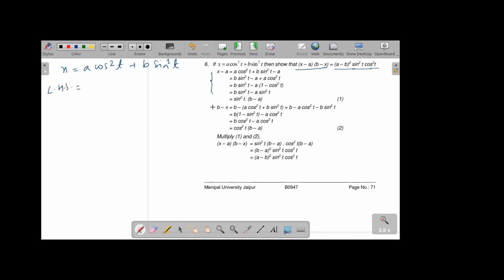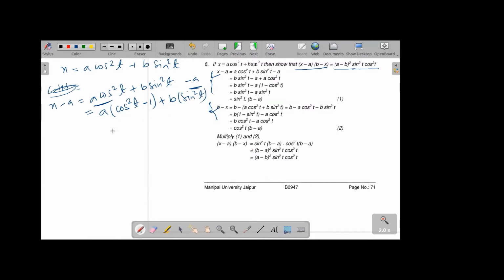Like here it is done separately, or we can do together also, but I think this is simple, so I will do separately. So x minus a, that means first term is x minus a, that means it will be a cos square t plus b sin square t and minus a. We can take a in common from this and the last term. And then it will be a multiplied by cos square t minus 1 and remaining is b sin square t.